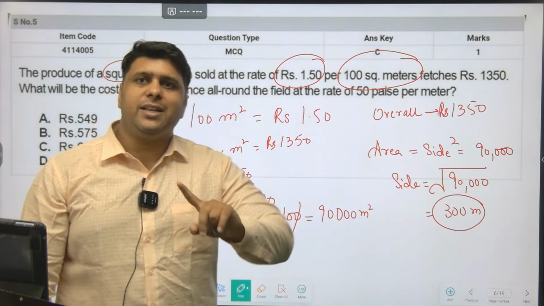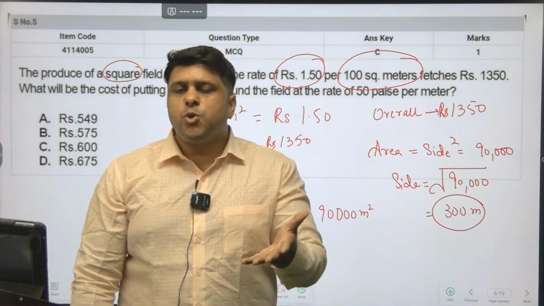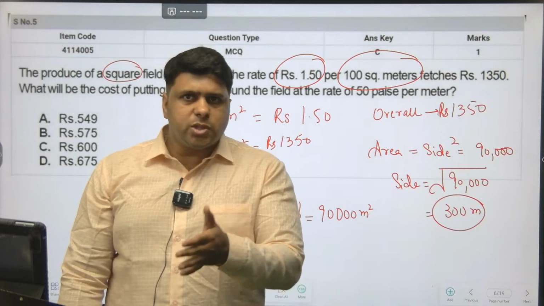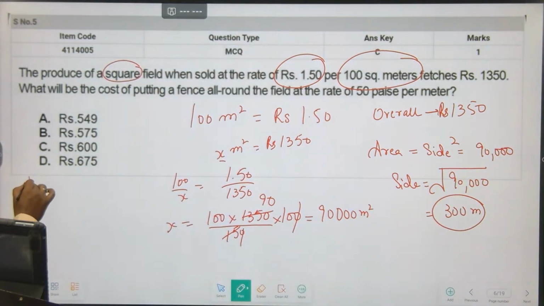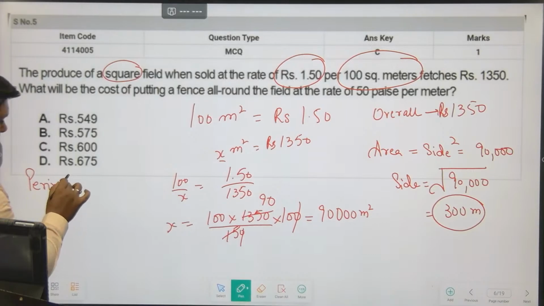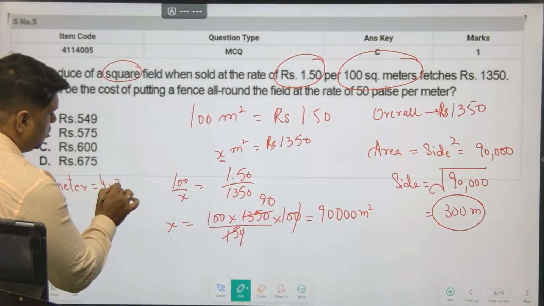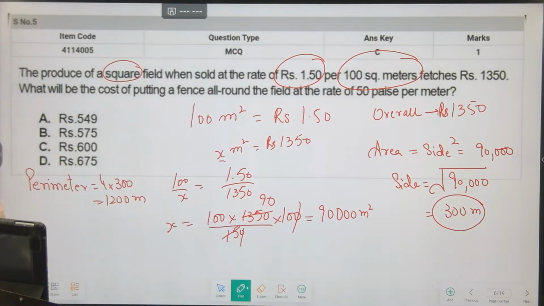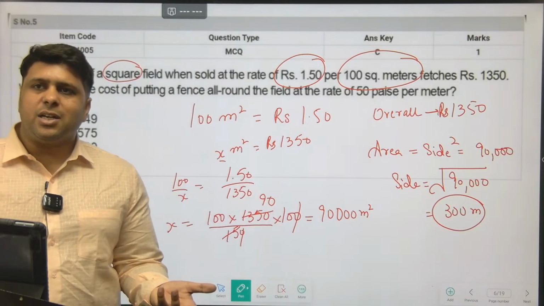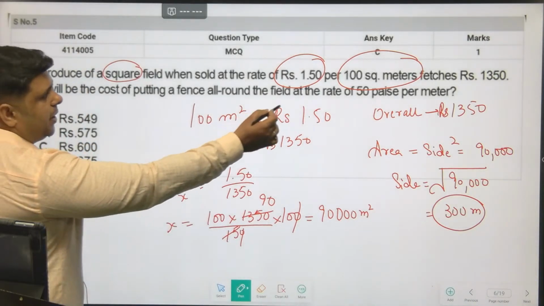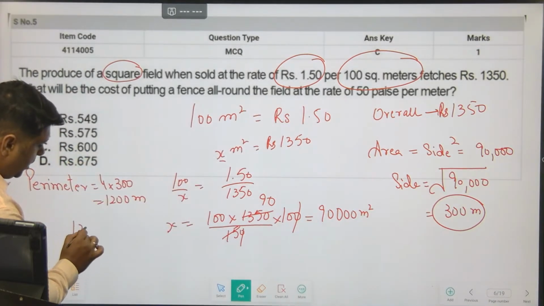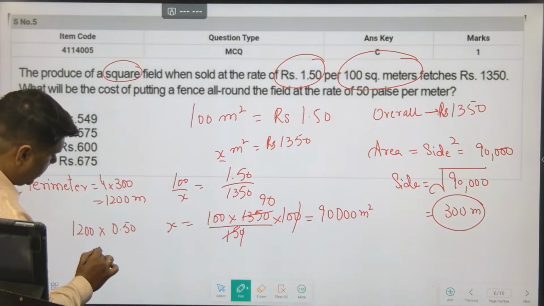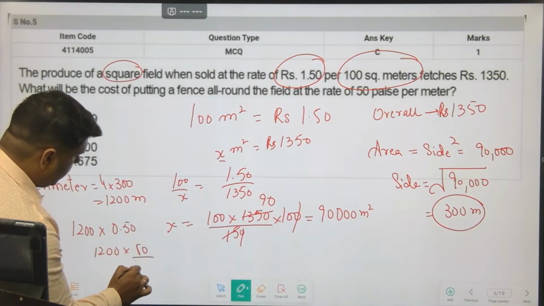First we have to find the whole length of the square field. For that we should calculate its perimeter, and the perimeter of a square is 4 into side. So perimeter here is going to be 4 into 300, that is 1200 meter. Now he has already given us the cost per meter, which is 50 paisa. So it is going to be 1200 into 0.50. We can write it like this also, 1200 into 50 by 100.